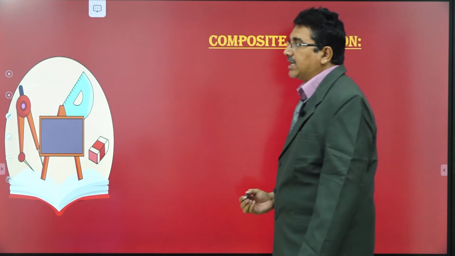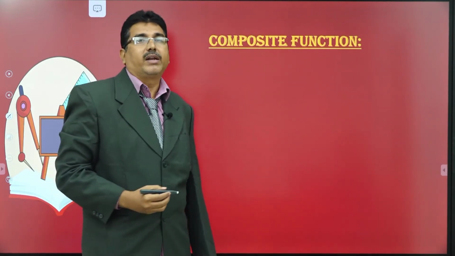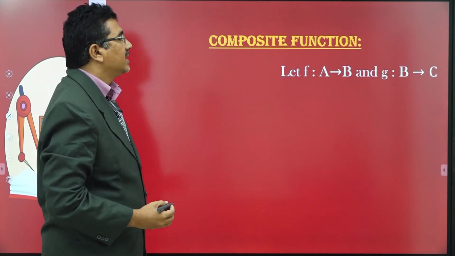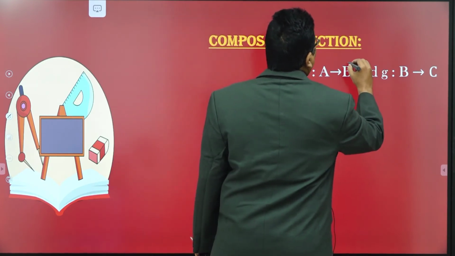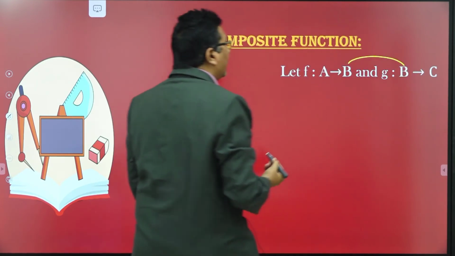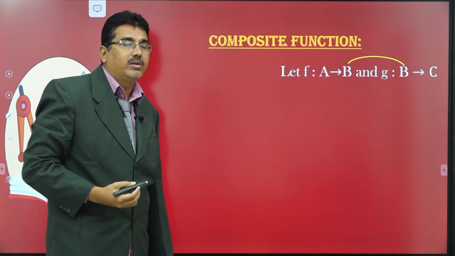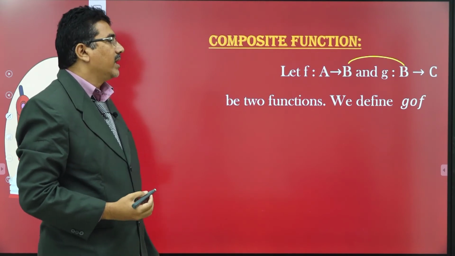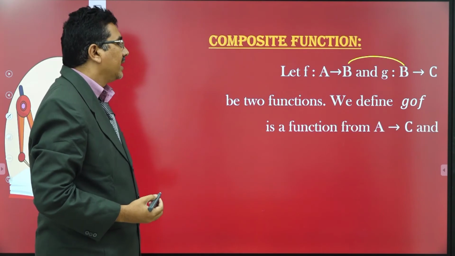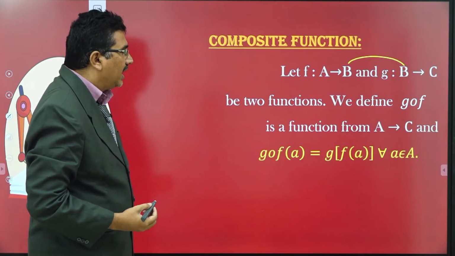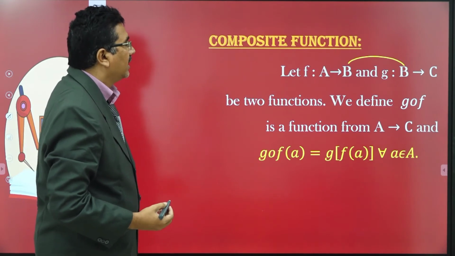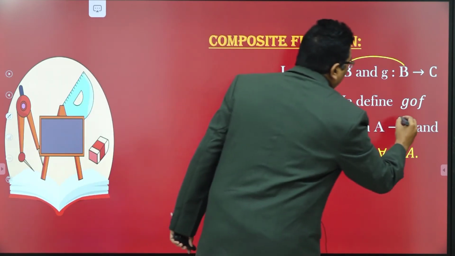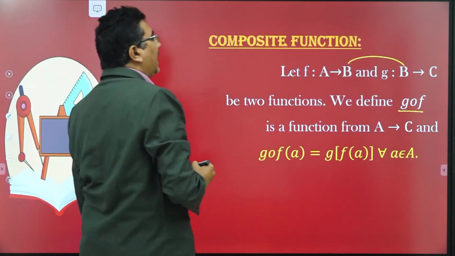Now, composite function. If f mapping from A to B and g mapping from B to C, here this connection is important. For these two functions, we define its composite function g circle f mapping from A to C. If f mapping from A to B, g circle f is a function from A to C.